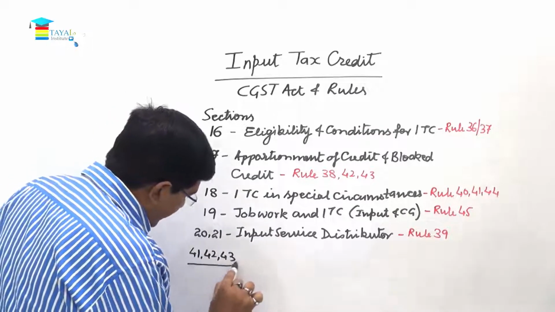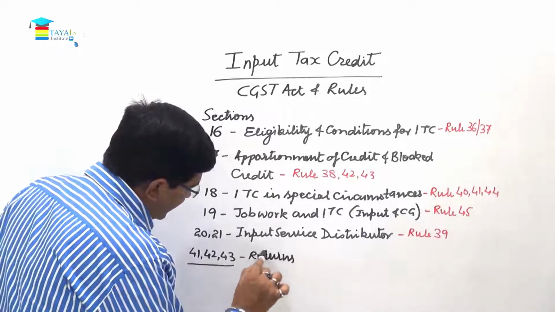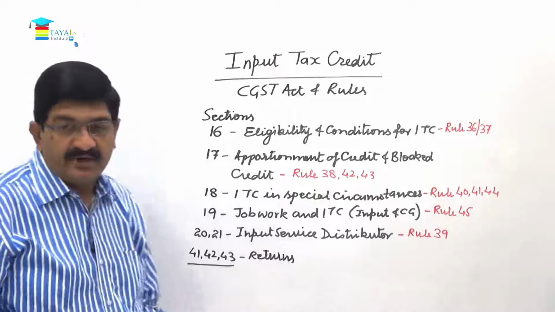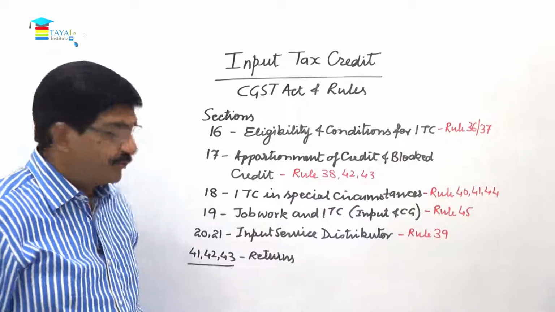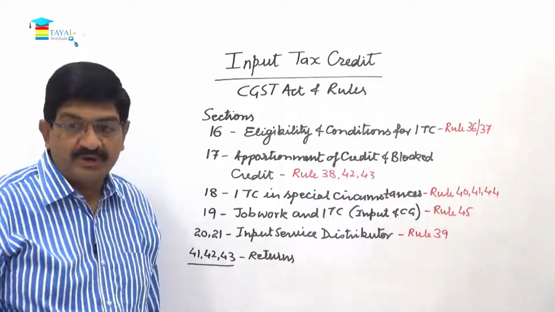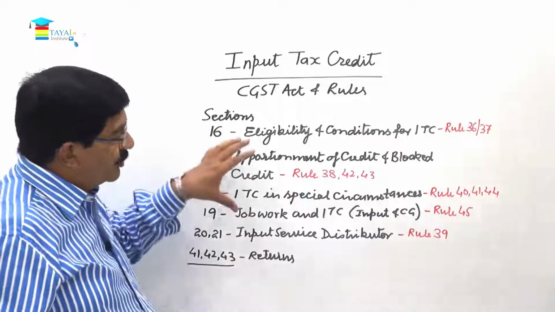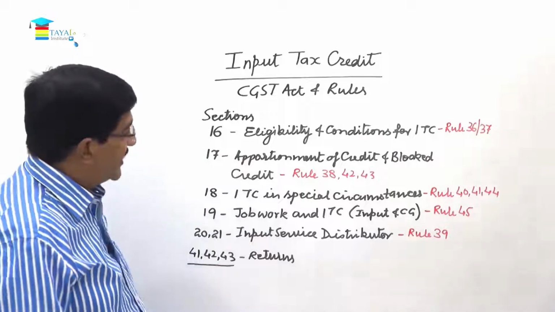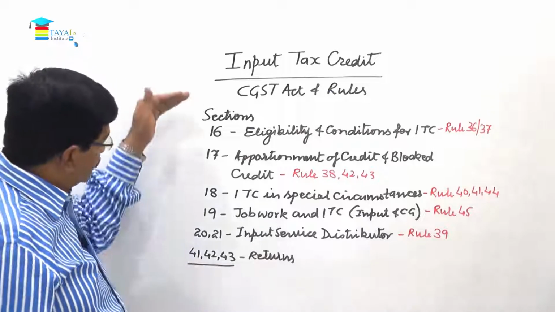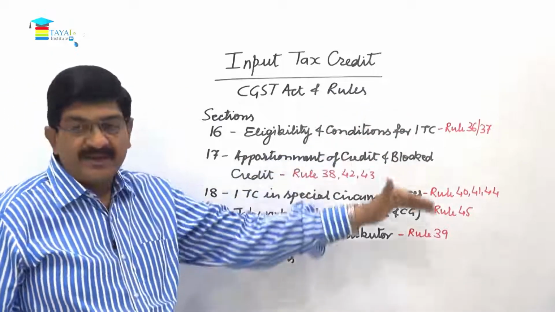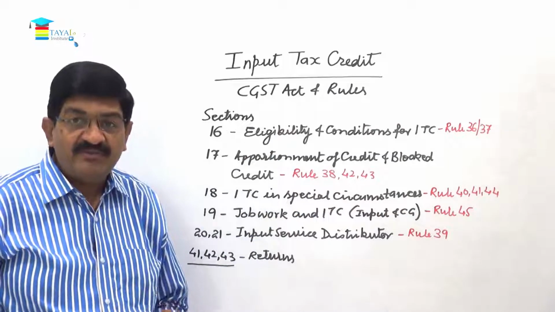These are actually pertaining to returns, that how much credit will be available and when the credit is required to be reversed and how that is to be treated. All that we are going to talk about in section 40, 41, 42 and 43. So this is one chart, or you can say a small note, which is going to help you to understand the concept of input tax credit. Right. So first you have to remember the sections and the applicable rule numbers. That will make entire chapter easy for you.